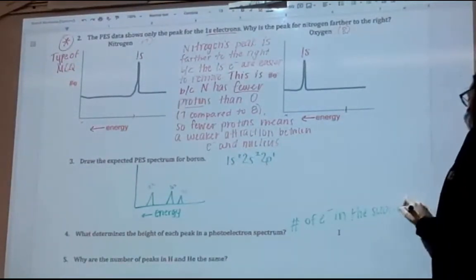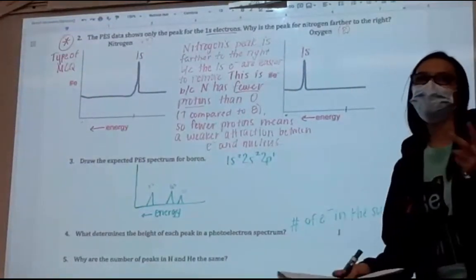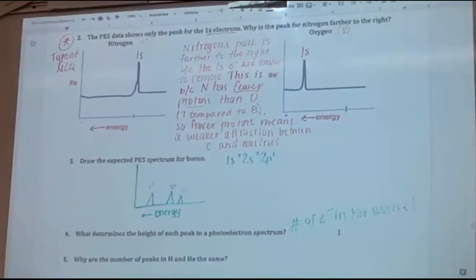So however many electrons you have in the sublevel, that determines the height. The more electrons in the sublevel, the taller the peak. So 5 is not asking about the height of the peak, it's asking about the number of peaks. So 5 says, why are the number of peaks in hydrogen and helium the same? If you actually look at the spectrum of hydrogen and helium, they both only have 1 peak. Why do they both only have 1 peak?